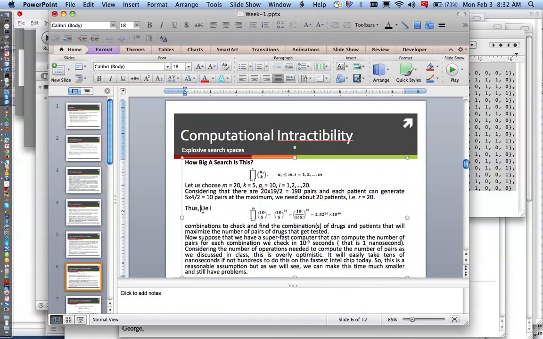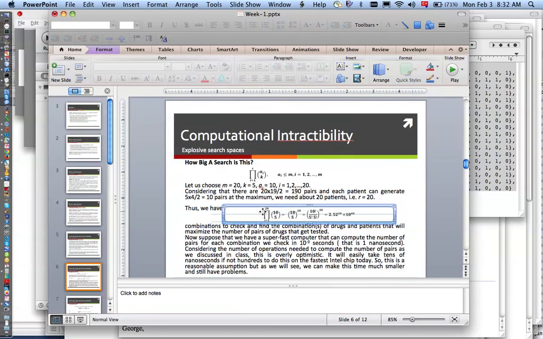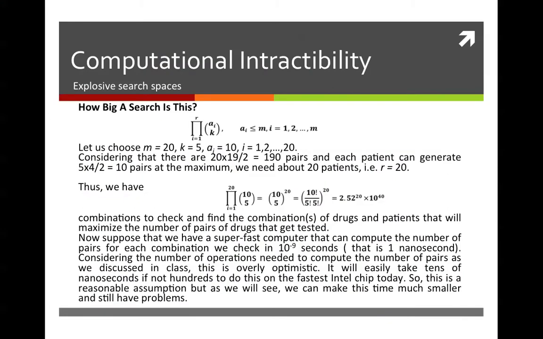Thus we have such a large number of combinations that we have to deal with. I just simply plug these parameters in, and the quantity, as we did in class, of combinations we have to check comes to this. So then what we want to do is to see how quickly we can get this computation completed, and then we say that we have a super fast computer that can compute the number of pairs for each combination we check in about a nanosecond.